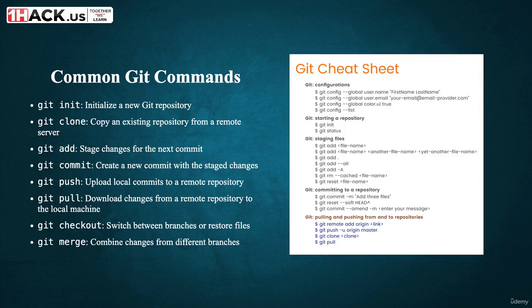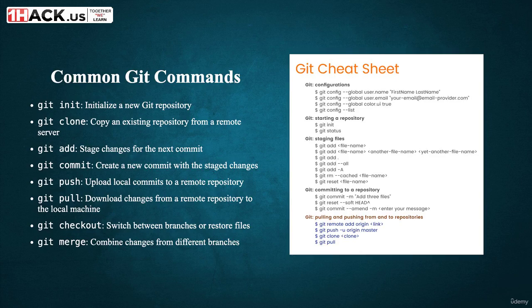Finally, let's review some of the most common Git commands that you'll use in your day-to-day work. Git init. This command initializes a new Git repository in the current directory, creating the necessary files and folders to start tracking changes. Git clone. This command allows you to create a local copy of an existing repository hosted on a remote server, such as GitHub or GitLab. Git add. This command stages changes in your working directory, preparing them for the next commit. Git commit. This command creates a new commit with the staged changes, capturing a snapshot of the project's state at that point in time.